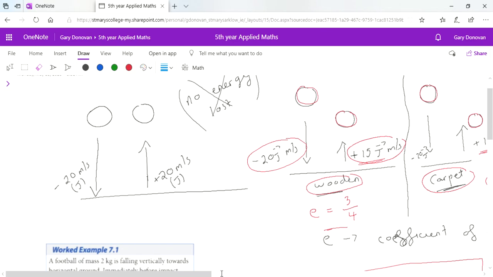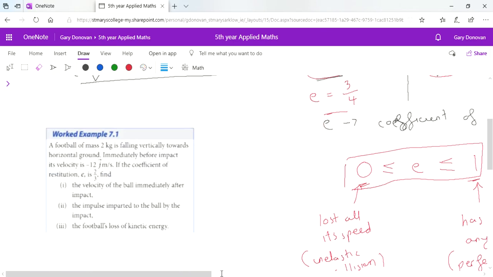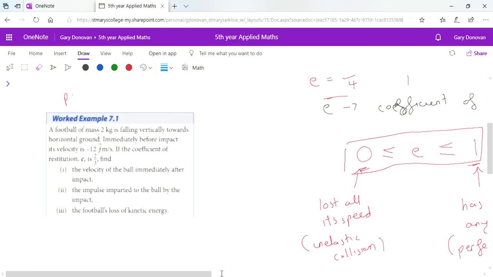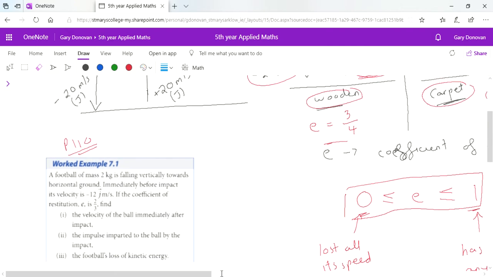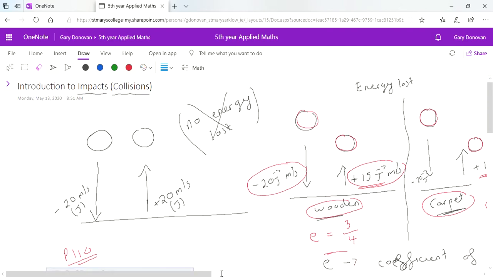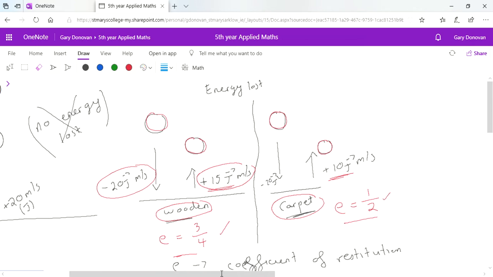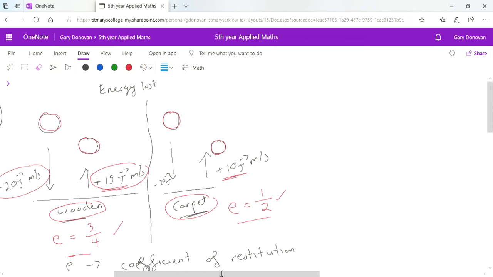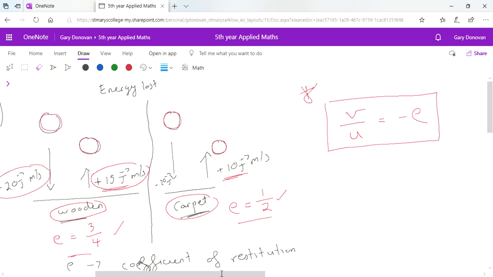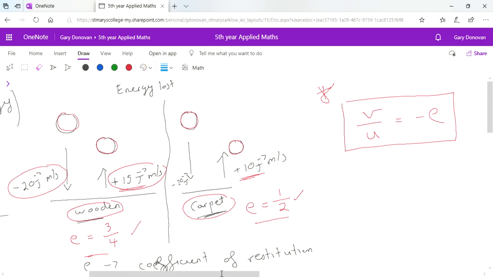So we look at an example. Now this example is from the book. You have the Foldens book on page 110. Oh, sorry, one last thing. I've basically done these, the numbers are easy. I know that E is 3/4 and E is 1/2, but the equation that you can use to figure them out is that V over U equals minus E. And that's the equation I want you to learn today, or one of the equations I want you to learn today. So if we do that for, say, the first example, V stands for final velocity.